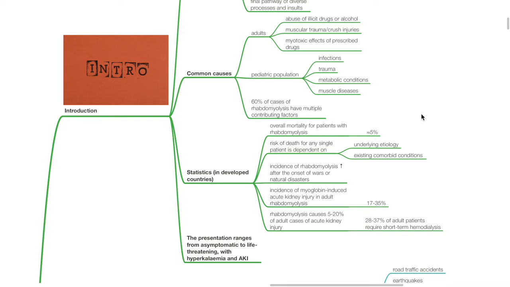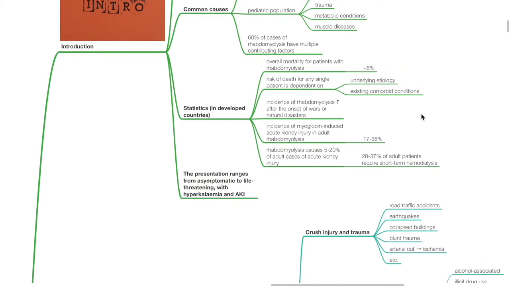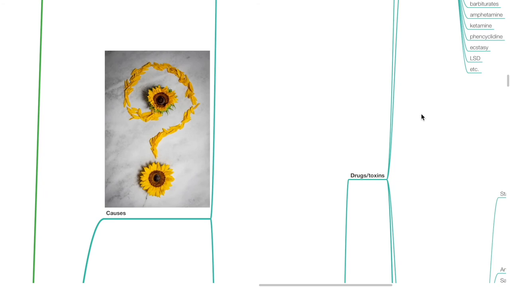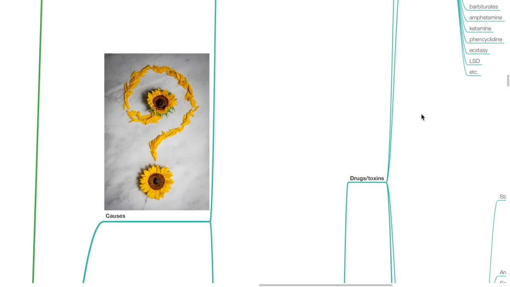Rhabdomyolysis causes 5 to 20% of adult cases of AKI. 28 to 37% of adult patients require short-term hemodialysis. The presentation ranges from asymptomatic to life-threatening with hyperkalemia and acute kidney injury. Causes of rhabdomyolysis can be divided into traumatic and non-traumatic causes.